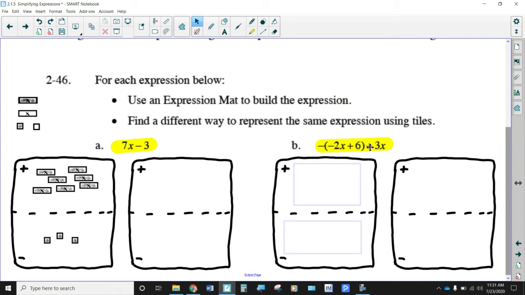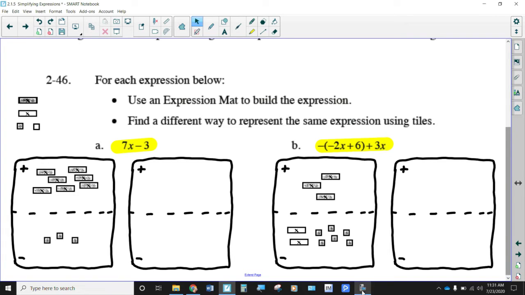Here, this gets a little bit trickier. You see that 3x's there? That's in the positive region because there's a plus sign in front of them. So we could have said 3x minus, parentheses, negative 2x plus 6, or this quantity plus 3x. Either way, the 3x's go up in the positive region of our expression mat. And this is saying put this entire quantity in the negative region. 2 negative x's and 6 positive ones. Okay?